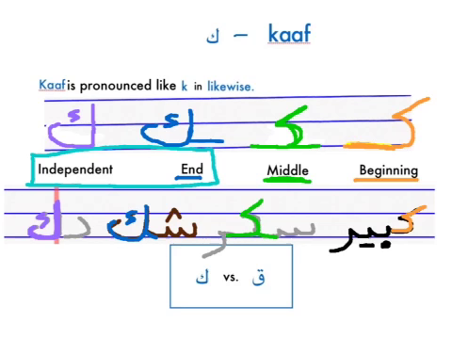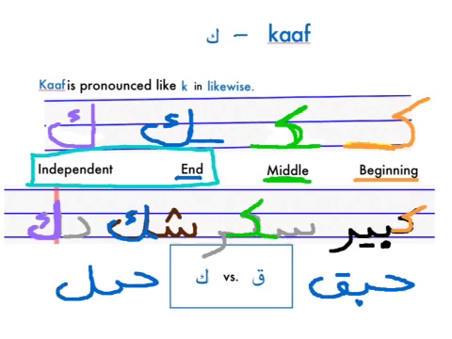Now let's take a look at the letter kaaf versus the letter qaaf. One example would be the word baqar, again, baqar, versus the word bakar, again, bakar. Another example would be haqaq, versus the word hakak.